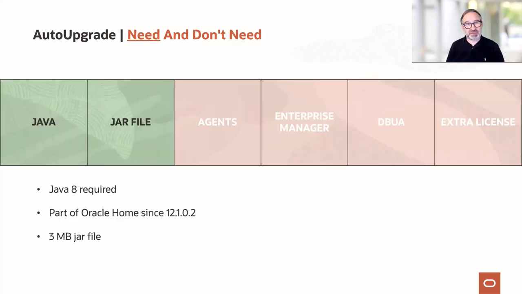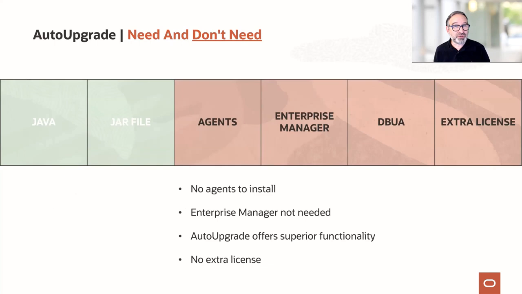What you need: you need Java 8. It's based on Java 8, which is part of the home since 12.1.0.2. At worst case, you need to install a newer Java version. A 3 megabyte jar file, that's what you download. What you don't need: no agents, no Enterprise Manager, even though our Enterprise Manager team includes AutoUpgrade as well, as do other groups already, like fleet patching and provisioning. The 21c version, which is useful for 19c upgrades as well, has AutoUpgrade now embedded as well. You don't need graphical tools, DBUA, not useful here.